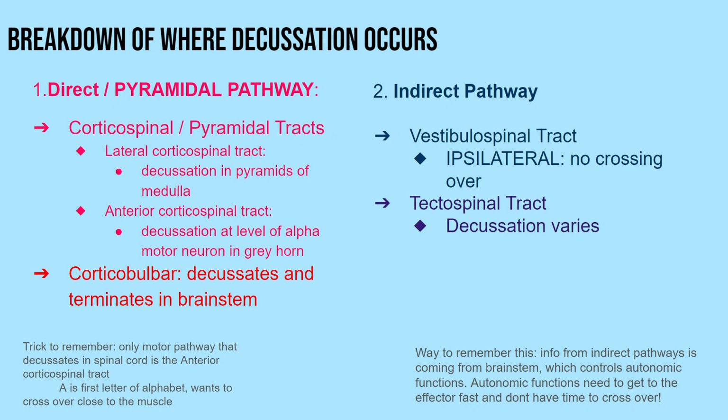Also, the only pathway that crosses over in the spinal cord for these motor pathways is the anterior corticospinal tract. And the way you can remember that is A is the first letter of the alphabet, so it wants to cross over closer to the muscle. The rest of them cross over in the brain.